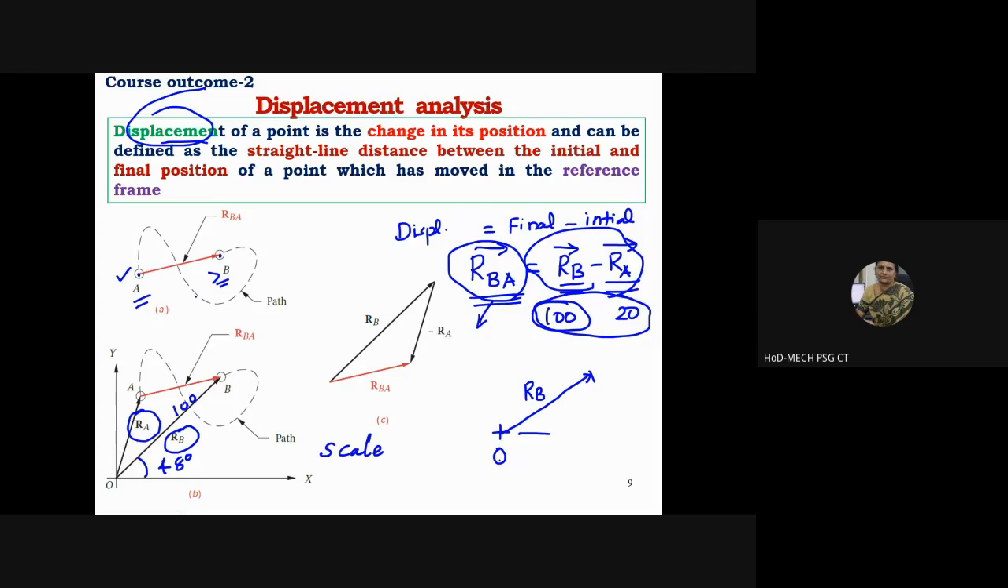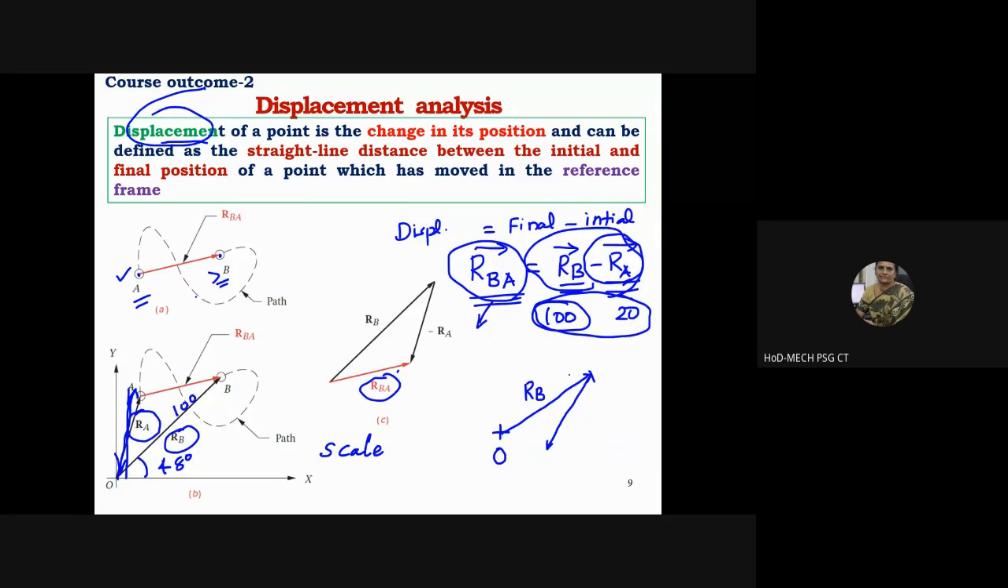Okay, so start with an origin O, then draw a vector to represent RB to scale. So 100 millimeters long and at an angle of 48 from, say, the horizontal. So the position vector of B is drawn. Now to subtract, to get this vector, that is the displacement vector, you need to add to it minus RA. RA is like this, so minus RA will be exactly opposite to that. So to the end of RB, I need to draw minus RA like this.